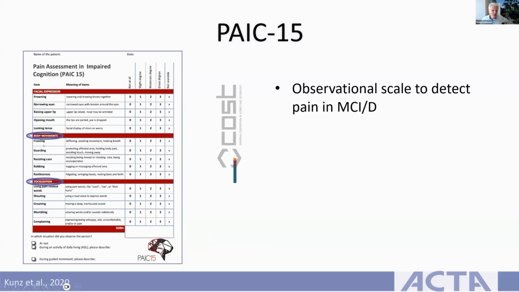Body movements, freezing, guarding, resisting care, rubbing, restlessness, everything again can be part of dementia, but it can also be indicative of pain. And of course, from a dental point of view, the facial expressions are the most interesting. Frowning, narrowing of the eyes, raising the upper lip, opening the mouth and looking tense are all known to be associated with pain.